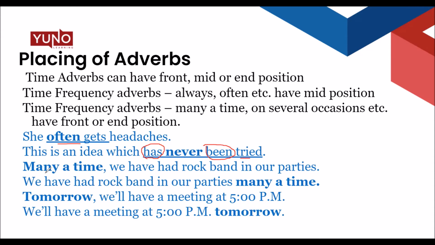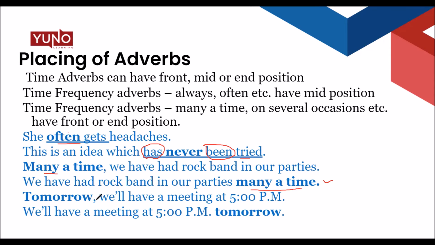Now, many a time. So this is a phrase. This is not one word. Now let's understand the difference. If you have just one word as the frequency adverb, it has the mid position. If you have a phrase as the frequency adverb, it can have the front position or the end position. So many a time we have had rock band in our parties, front position. We have had rock band in our parties, many a time, end position. So remember, if the frequency adverb is a phrase, not just one word, it can have the front position or the end position.